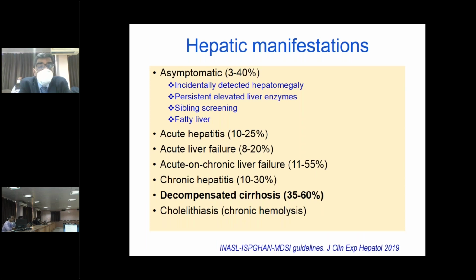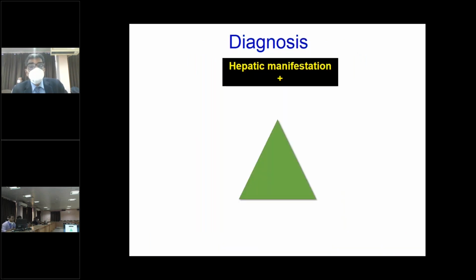Hepatic manifestations of Wilson disease can be seen in around 3 to 40% of patients. We can have asymptomatic manifestations like incidentally detected hepatomegaly, persistent elevation of liver enzymes or fatty liver, or it can be detected only on sibling screening. An acute hepatitis-like picture can be seen in 10 to 25% of patients, acute liver failure in 8 to 20%. Acute on chronic liver failure is also common, but the commonest presentation in our setting is decompensated cirrhosis in around 35 to 60% of patients. Chronic hemolysis can give rise to cholelithiasis also.